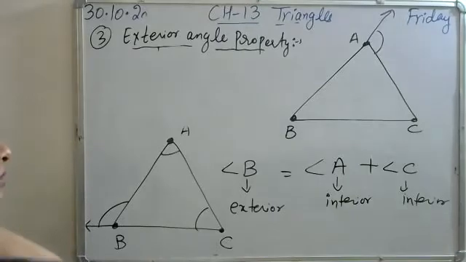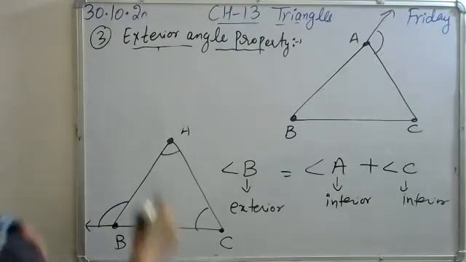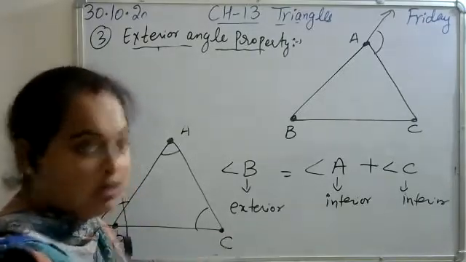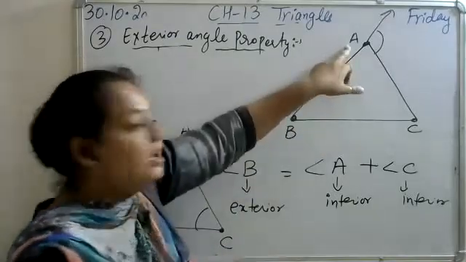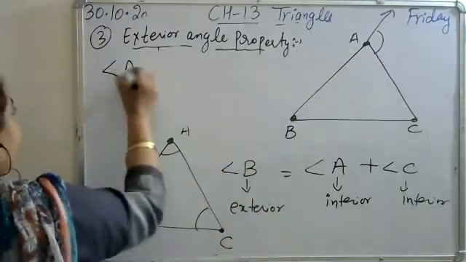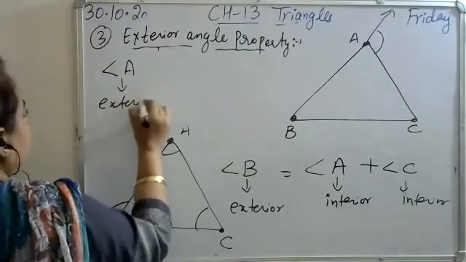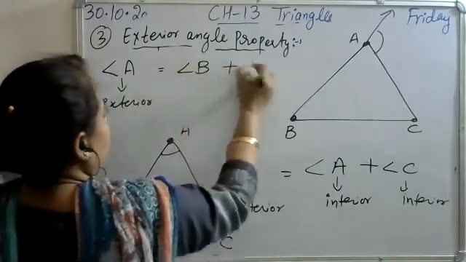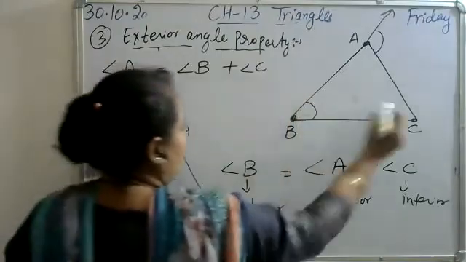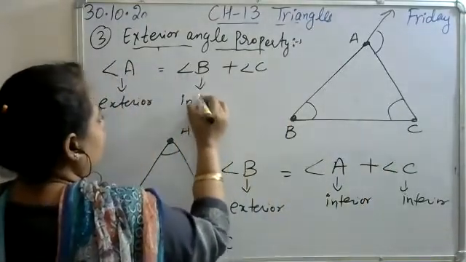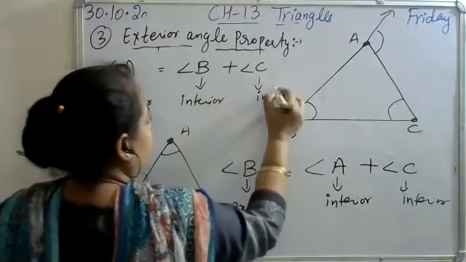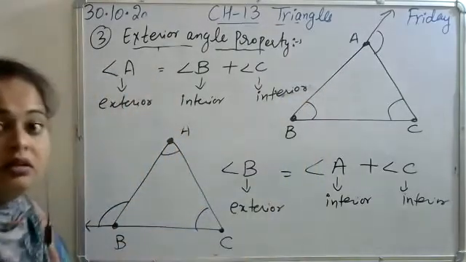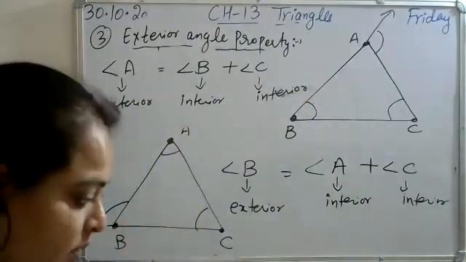Ma'am, is exterior angle A equal to not only A? Not only A, Mehak. If you are saying angle A, then angle A exterior is equal to angle B plus angle C. And what about this angle B? Interior. This is angle B interior and angle C is also interior. Okay, so this is the way to solve the sum, or this is the property.